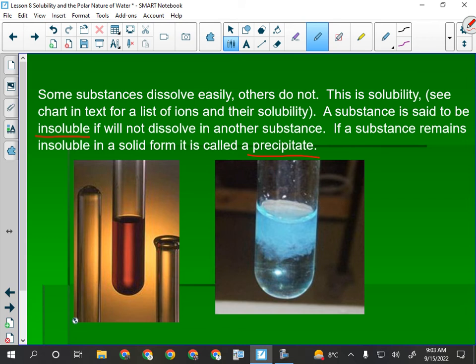What you're seeing in the picture on the right is a precipitate that has formed and is in the process of falling out of solution.